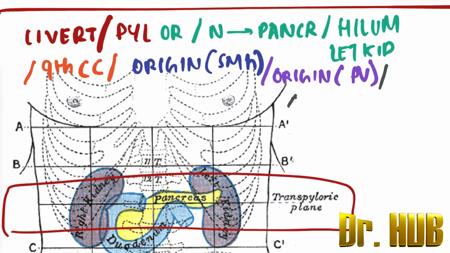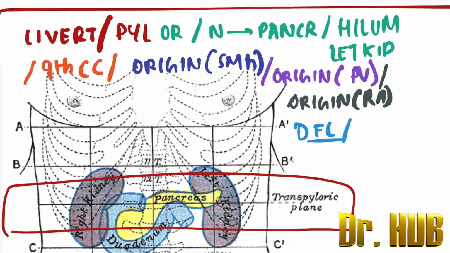There is the origin of the renal arteries, and it is at the level of the duodenal flexure, and there is the termination of the spinal cord. This is very important. There is termination of the spinal cord.